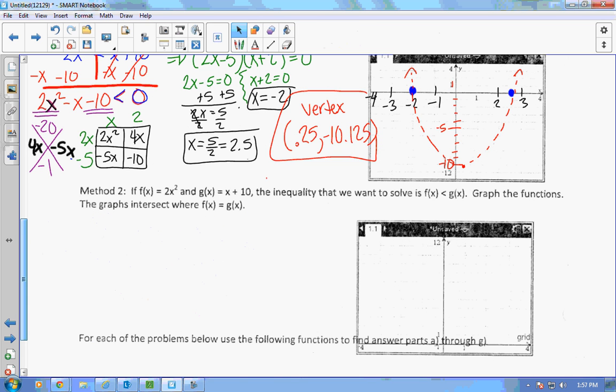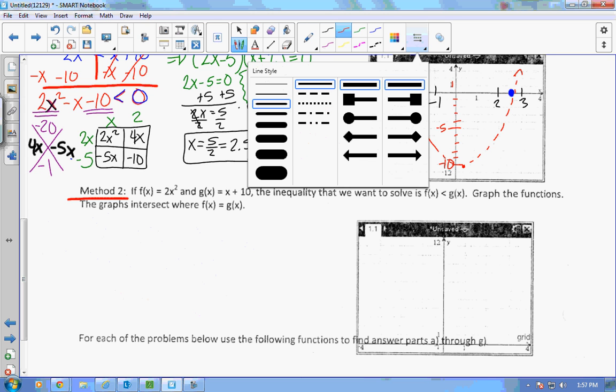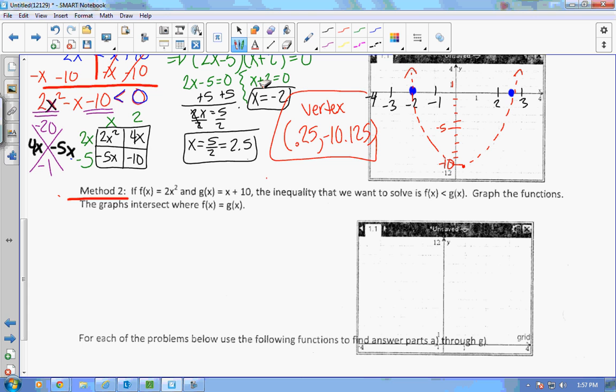Okay, method 2. This will be our last one, and we don't have any homework on this tonight, but we'll pick it up next time. It says if f of x equals 2x squared. What type of graph would 2x squared look like? Tatiana? A parabola, because it's quadratic. And we have a second function, g of x equals x plus 10.